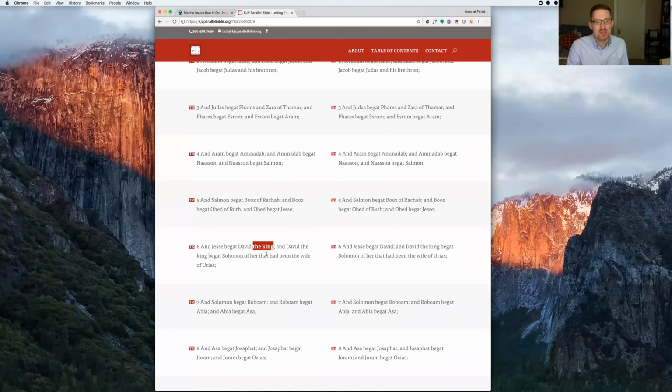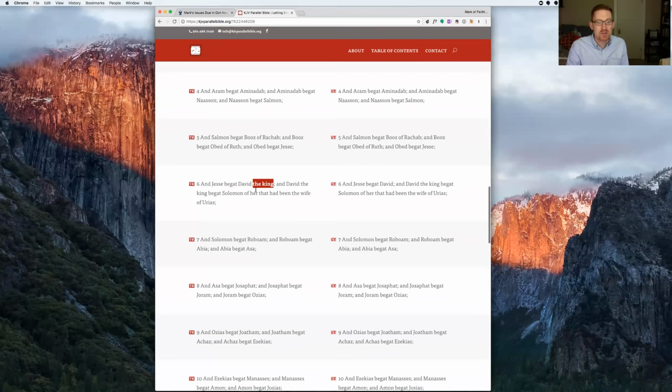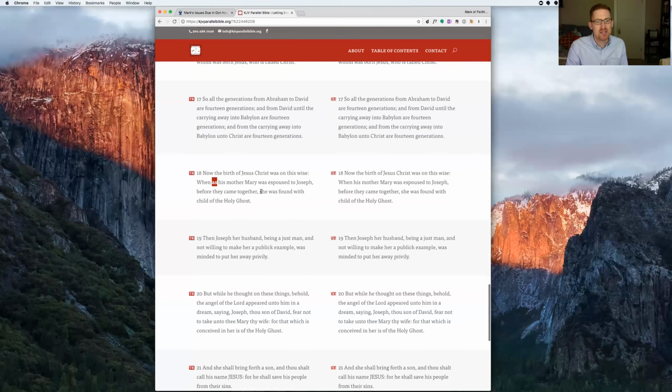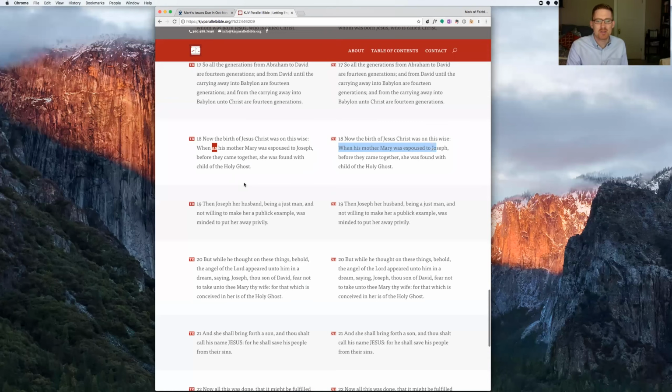In the first four or five verses of the New Testament, there are no differences. In the sixth verse, here's our first difference. The TR has the words David the King twice, whereas the critical text has the King only once. So I bold that difference. The next difference is all the way down in verse 18: when as his mother Mary was espoused to Joseph, versus when his mother Mary was espoused to Joseph.